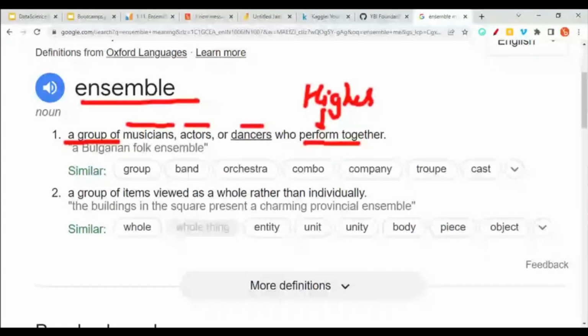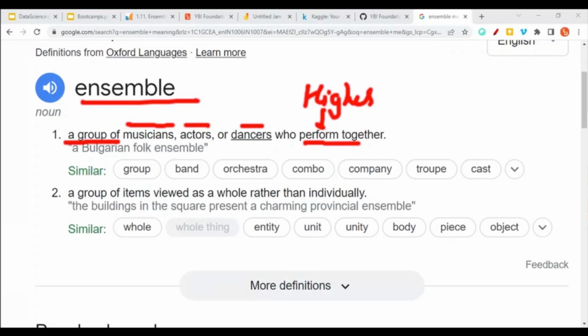So it is not just any group. You can't say that it is a group of sparrows or a swarm of bees. It is a group with a special purpose, of performers, of models, of artists, to enhance the performance. Jab orchestra hai toh ye ensemble hai, right? It's not a crowd.